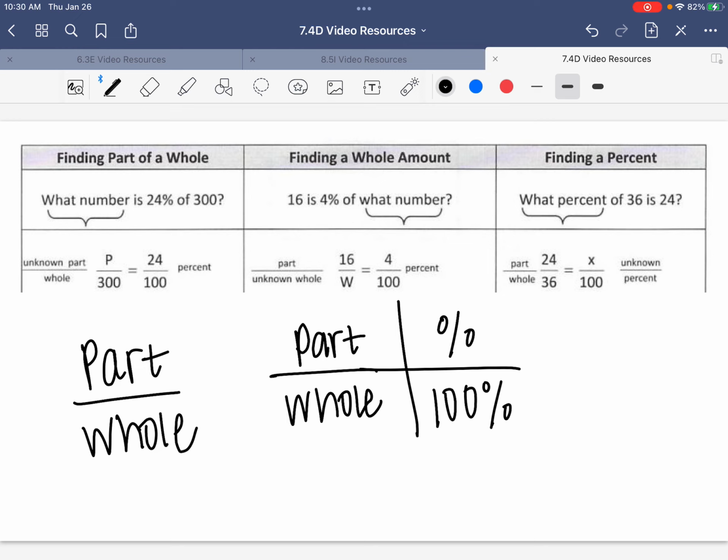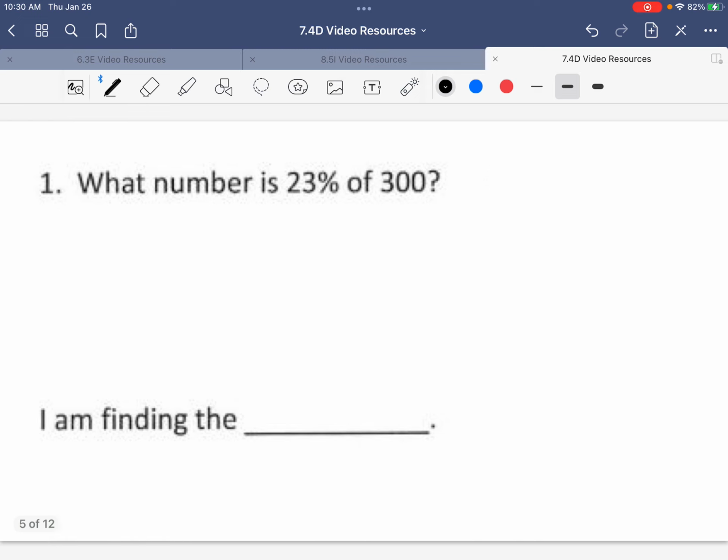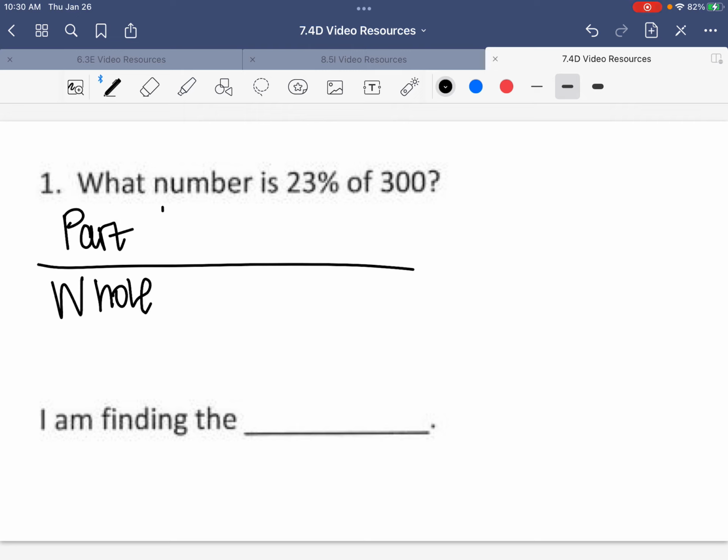So we're going to work through two examples, and you guys can follow along. The first one is, what number is 23% of 300? So I'm going to make a table. I'm going to make my part and my whole table. So what number is 23% of 300?